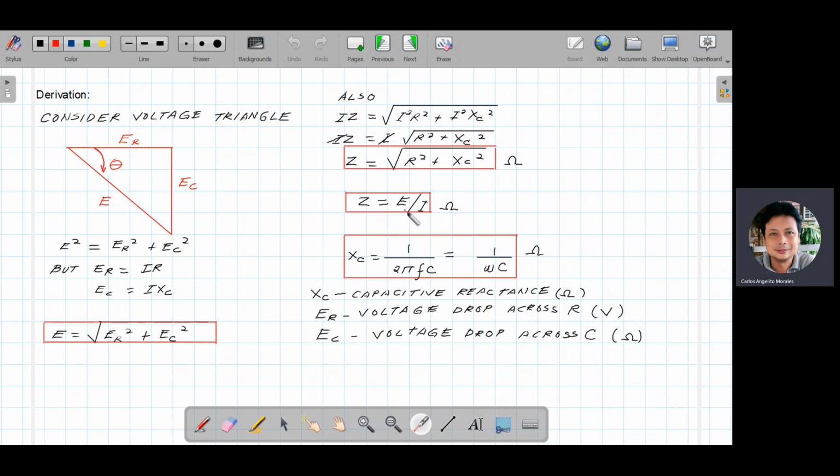Ang impedance ay may formula rin na E over I. Parang ohms law din, no? The voltage divided by the current. Ang formula ng capacitive reactance ay 1 over 2 pi times the frequency times the capacitance. And in short, pwede mo rin siyang isulat na 1 over the angular frequency kasi ang formula ng angular frequency ay 2 pi f. Ang unit niyan ay ohms din. So, X sub C, capacitive reactance yan in ohms. Yung E sub R, voltage drop across R. Then yung E sub C, voltage drop across C.